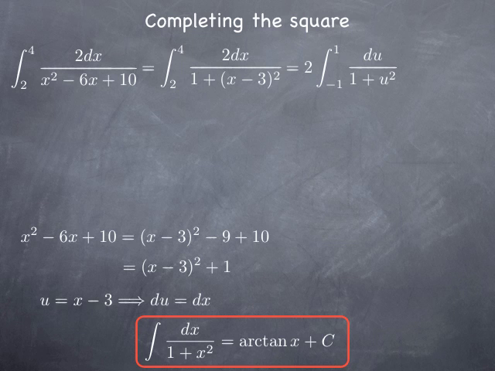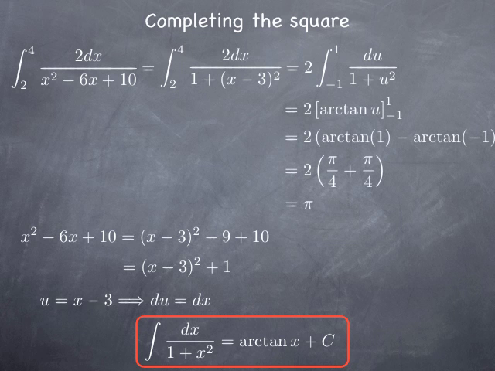An antiderivative of 1 over 1 plus u squared is arctangent u, and we have to evaluate that between negative 1 and 1. So we get 2 times arctangent 1, which is pi over 4, minus arctangent of negative 1, which is negative pi over 4. So we get 2 times pi over 4 plus pi over 4, which is pi over 2. In other words, we get pi.